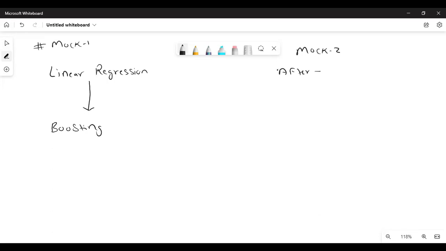Mock 2 means your clustering, K-means, hierarchy, PCA, KNN, SVM, naive Bayes, after boosting. The exit date till time series is not decided yet, but you can assume time series. So my suggestion from my side, you can give your opinion also, Priyanka.